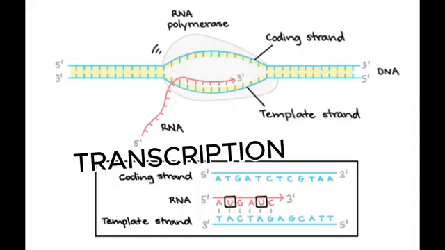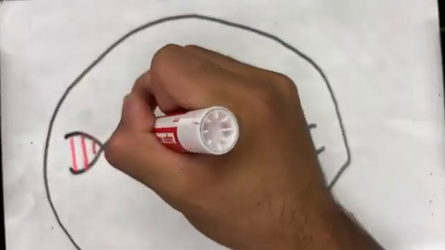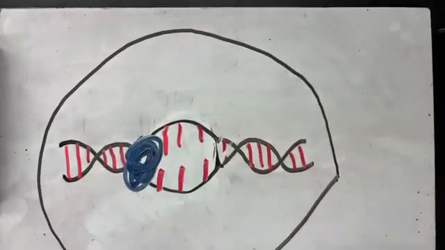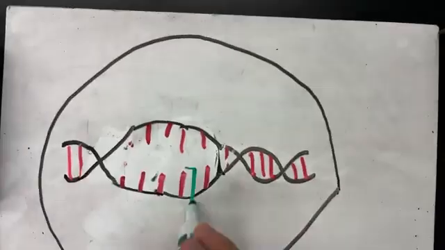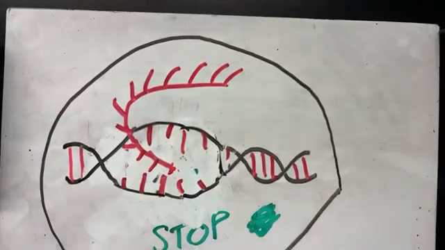The steps of transcription. First, the enzymes RNA polymerase and helicase attach to the DNA and begin to unwind it. Second, as the RNA polymerase moves down the DNA strand, it reads and builds the RNA strand corresponding to the base pairing of nitrogenous bases.